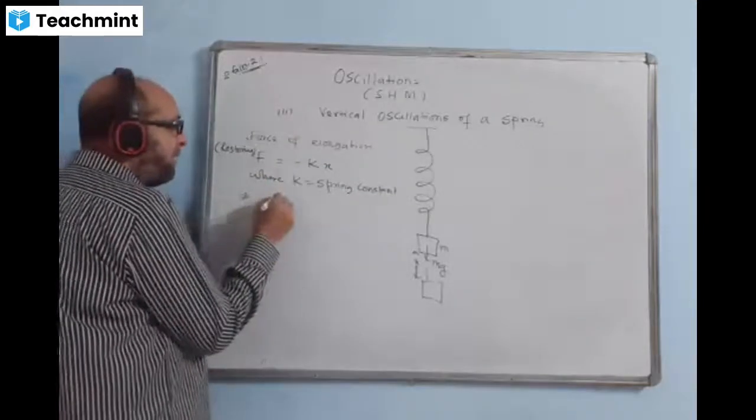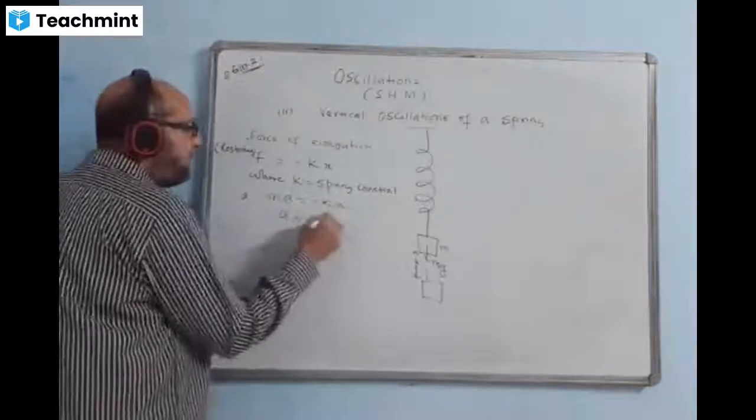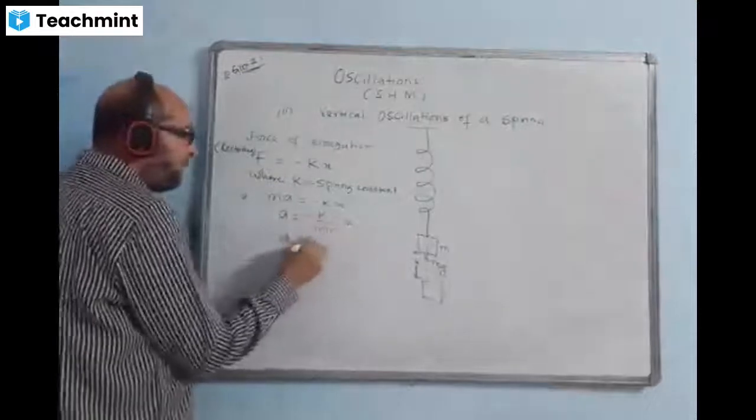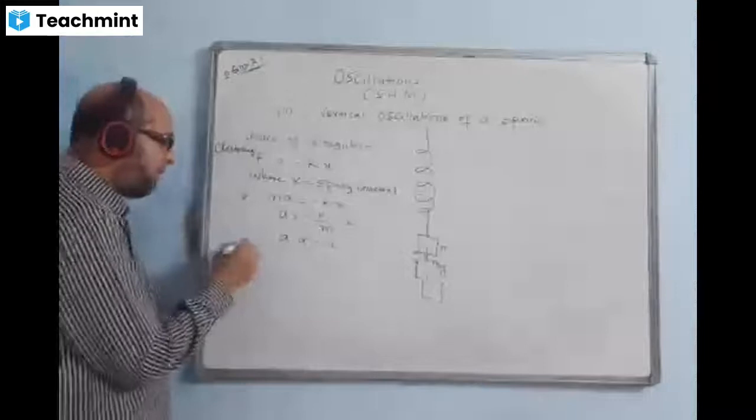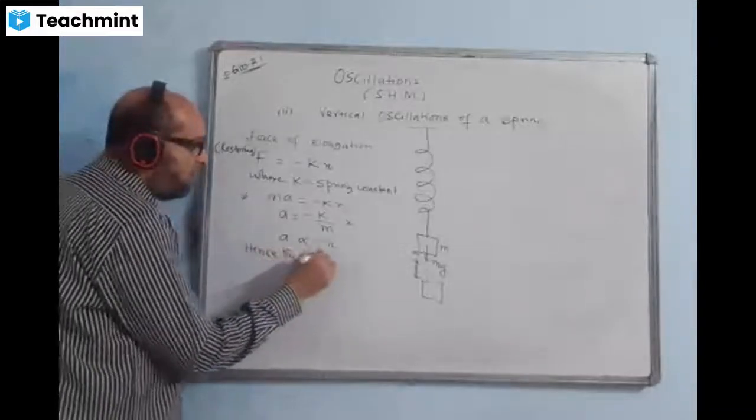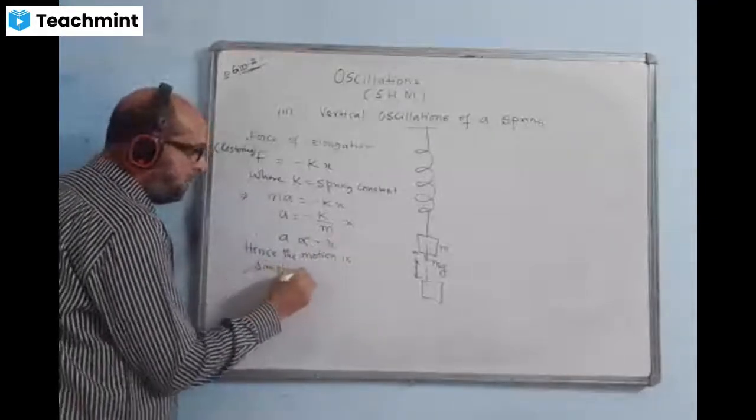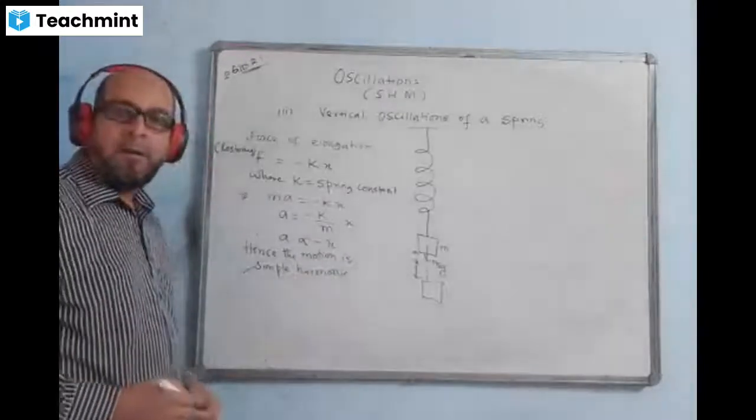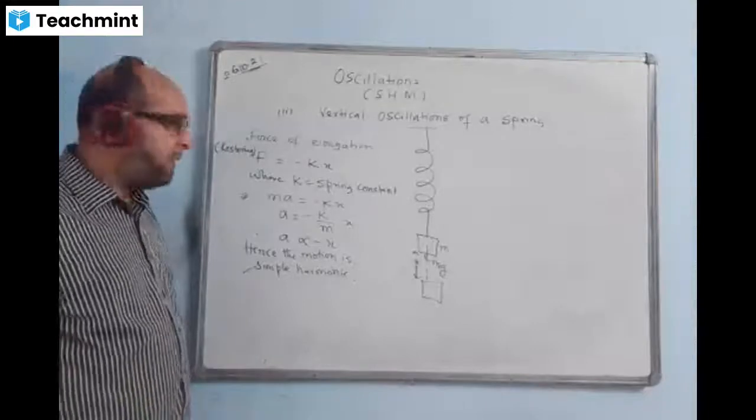Now F is equal to ma, which is equal to minus kx. Therefore, a value will become minus k by m into x. Therefore, a is proportional to minus x. Hence, the motion is simple harmonic. Once the motion is simple harmonic, we find the time period.